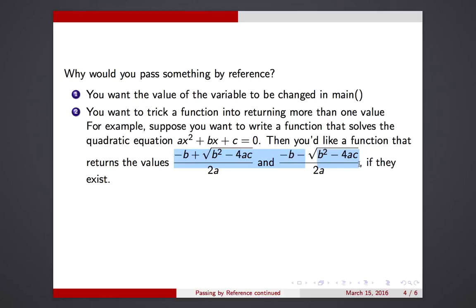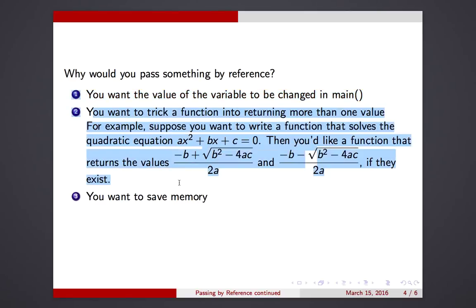How would you write a function that gives you two values back? Well, on the one hand, it's sort of impossible to do that, but on the other hand, you can trick functions into doing that by passing by reference. And so what I'm going to do in this video is give you two examples of this, and then for item 2 here, I would just do this example, the returning two different solution values.